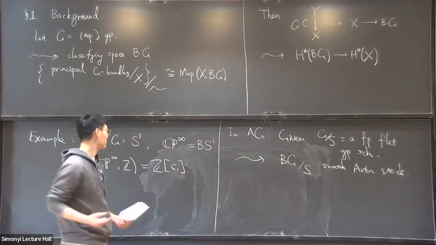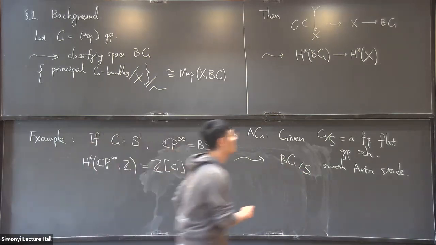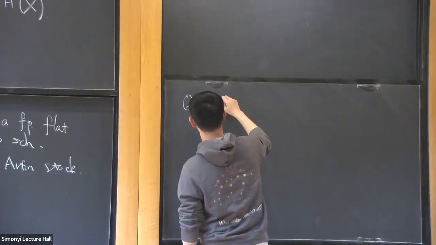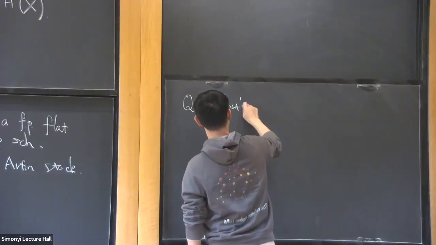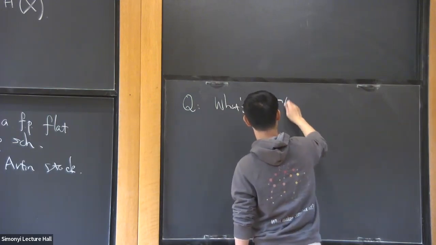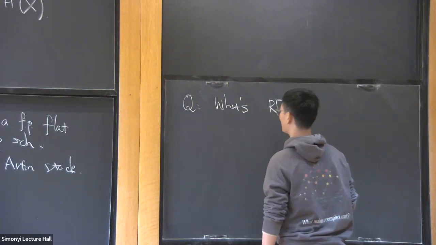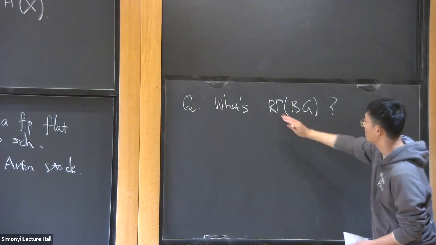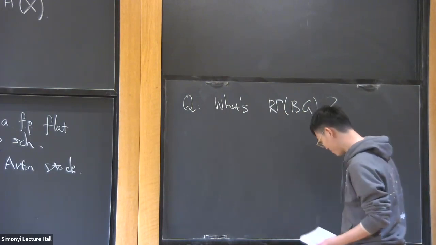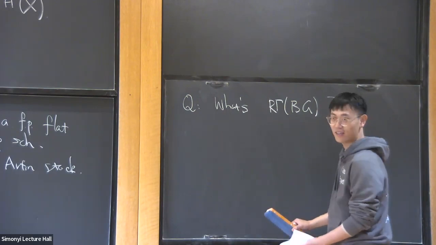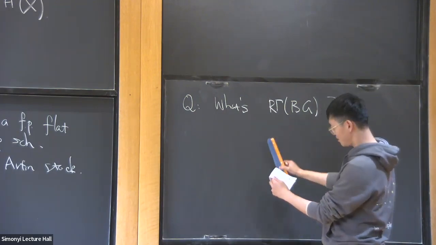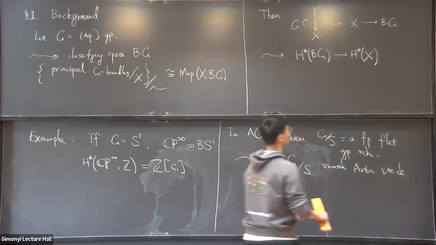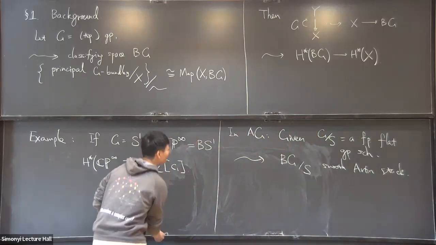Your favorite cohomology theory. So let me write it here. The question that maybe you want to understand is: what is RΓ(BG)? And I deliberately didn't say what the cohomology theory is, because I think people in this seminar, the audience, might be interested in various kinds of cohomology theories and how they interact with each other.